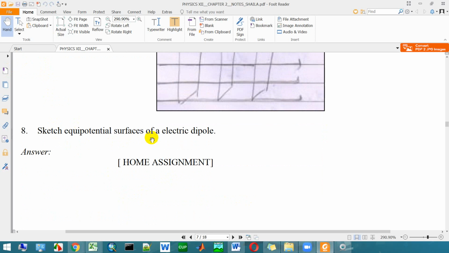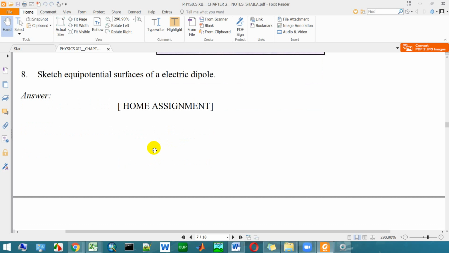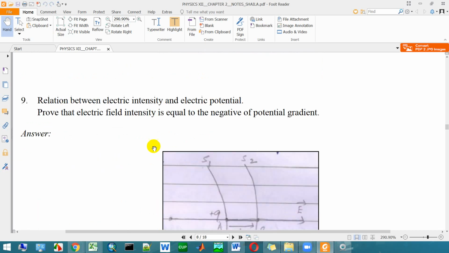Now this is a home assignment for you: to sketch the equipotential surface for an electric dipole. Already you know what an electric dipole is. It's a system of two equal and opposite charges separated by a small distance. So try to complete that for your home assignment.